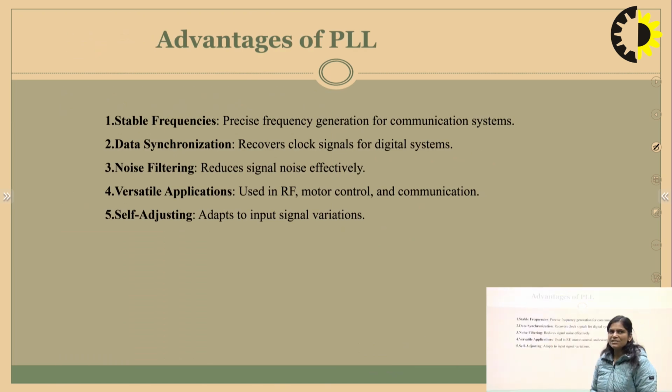Now these are the advantages of phase locked loop. First, stable frequencies: precise frequency generation for communication systems. Second is data synchronization: it recovers clock signals for digital systems. Third one is noise filtering: it reduces signal noise effectively. Fourth one is versatile application: it is used in RF, motor control and communication. The fifth one is self-adjusting: it adapts to input signal variations. So these are the advantages of phase locked loop.